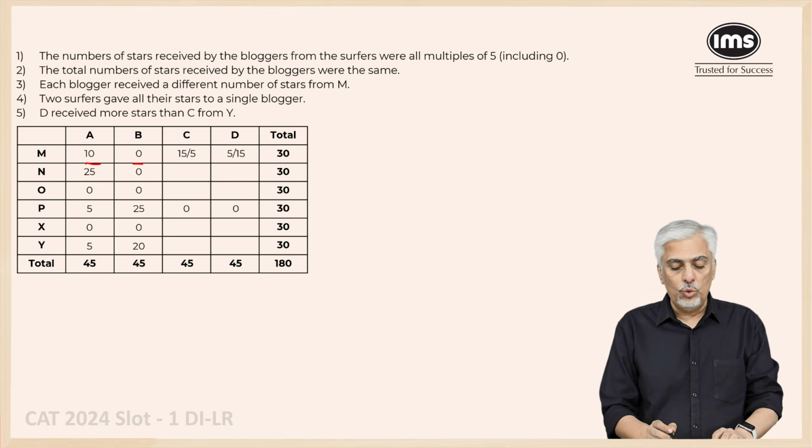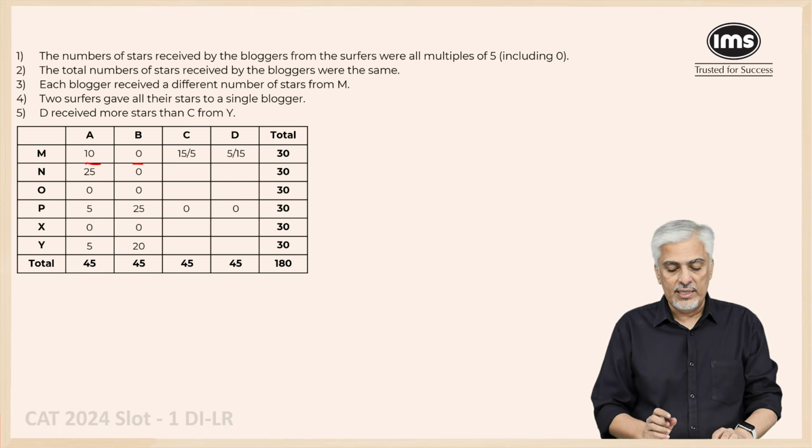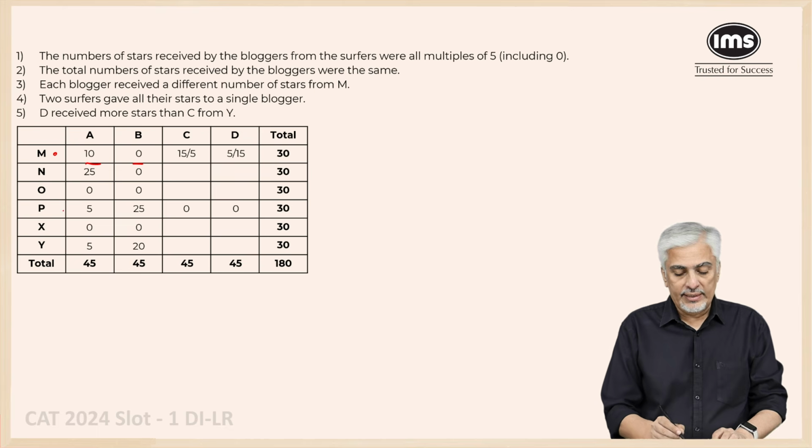Next point, 2 surfers gave all their stars to a single blogger. That means they gave all 30 to somebody. Obviously, that cannot be M. That cannot be N because N has already given 25 to somebody.